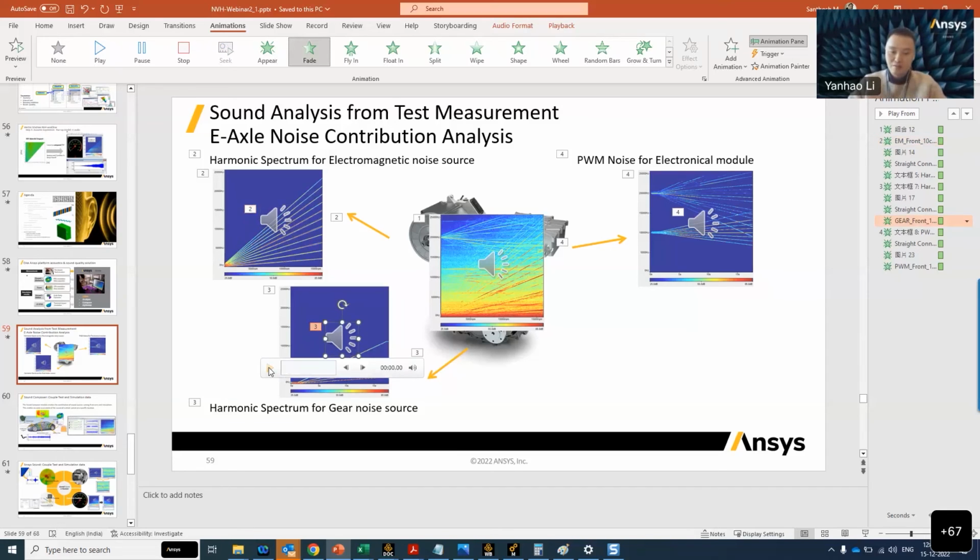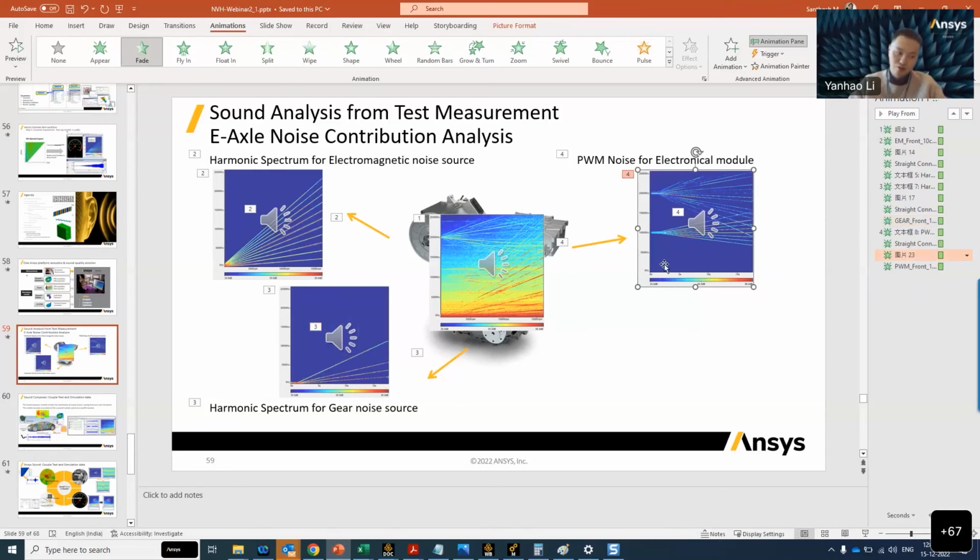And also here, yeah, play. Yes, this is the order from the gear. So this is coming from the gear meshing.